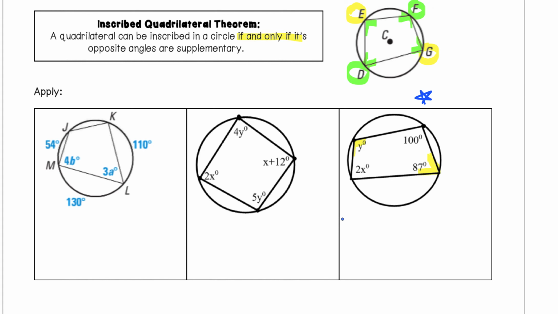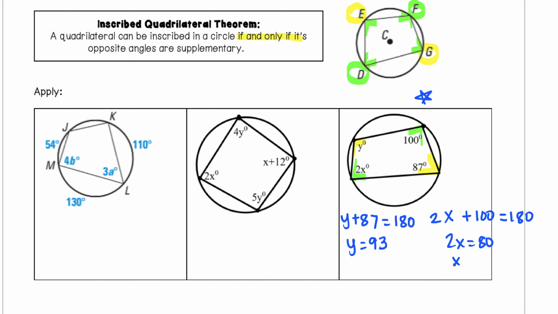So I'm going to add up my Y plus 87 and say that those two added together must equal 180. I'll subtract 87 from both sides, and I'm left with Y equals 93. To find my X value, I do a very similar process and say, well, 2X and 100 must be supplementary because they're opposite one another in an inscribed quadrilateral in a circle. So I'm going to take 2X plus 100 and set that equal to 180. Subtract 100, 2X equals 80, divide by 2 on each side, so X will equal 40.